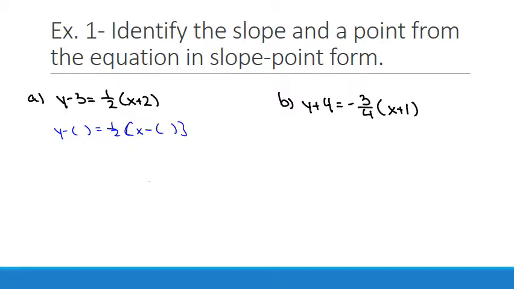So remember, this would be y1 over here. This is our x1. And we can see the slope already, so the slope's easy to find. I can write that down: m equals 1/2. That's easy. Finding the point doesn't take any work, but I just want to make sure I explain it to you guys properly.